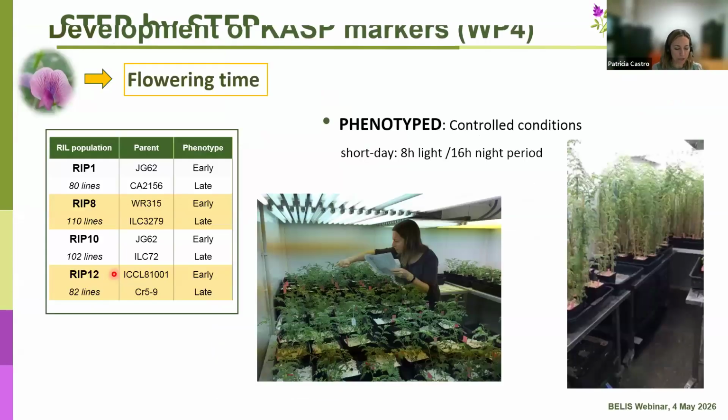How did we develop a KASP marker for flowering time? To do this, we first analyzed 4 populations segregating for this trait. In this table, we can see the parents that we used for the crossing, together with the phenotype of each of the parents. These populations were evaluated under short day conditions, and then they were genotyped using GBS.